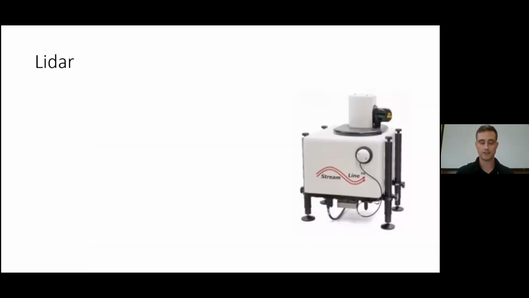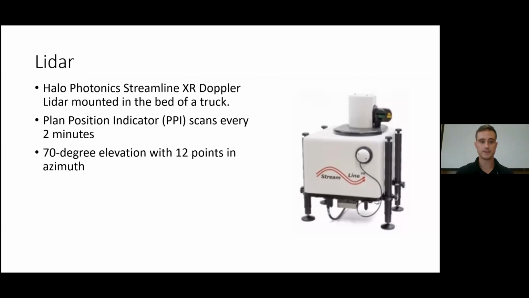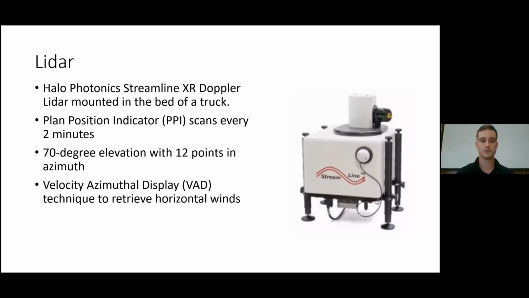The LiDAR data I'll be looking at was collected using the Halo Photonics StreamLine XR Doppler LiDAR, and it was mounted in the bed of a truck, which I have a photo of here in a moment. It collected PPI scans every 2 minutes, using a 7-degree elevation cone with 12 points in azimuth, and calculated the horizontal winds using a velocity azimuth display technique, VAD.